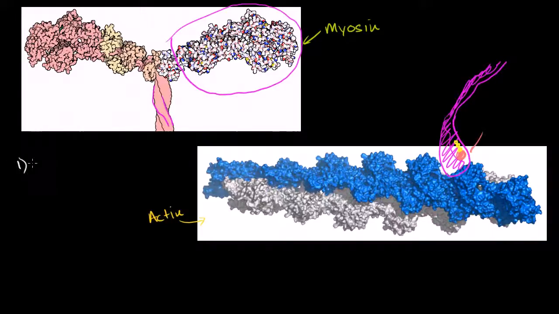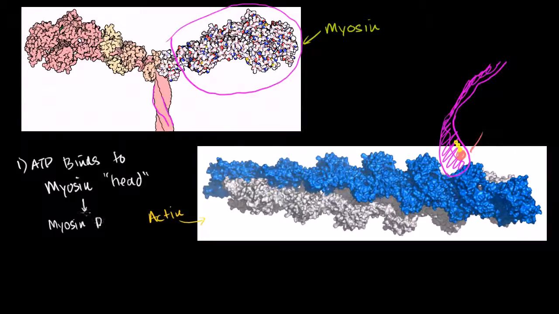So let me write this down. One, ATP binds to myosin head. And as soon as that happens, that causes the myosin head to release actin. So that's step one. I started off with this guy just touching the actin. The ATP comes and it gets released.